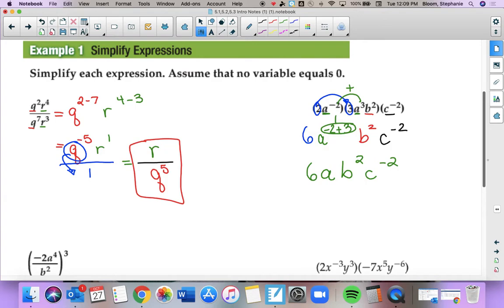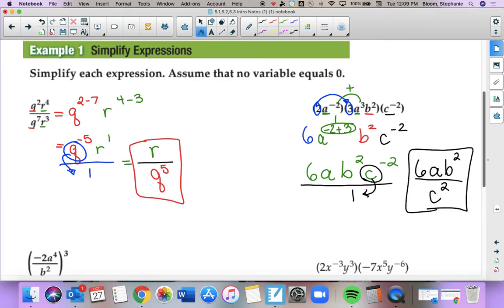I cannot. So I have a negative exponent. What's the only base that has the negative exponent? The c. So again, remember, this is all over 1, right? So the c has to move to the bottom, and that's the only thing that moves. So on top is 6a, b to the second, over c to the second. Remember, when you move it to the bottom, it becomes a positive exponent.